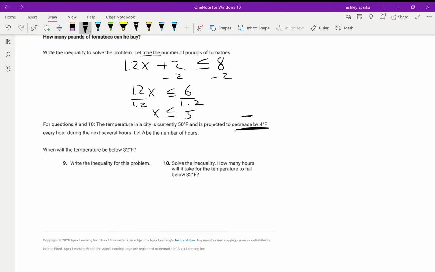Let H represent the number of hours. When will it hit 32 degrees Fahrenheit? Write the inequality for this problem. My question is asking me about this 32 degrees. Okay? So 32. That's kind of my goal. Just like $8 was my goal before.